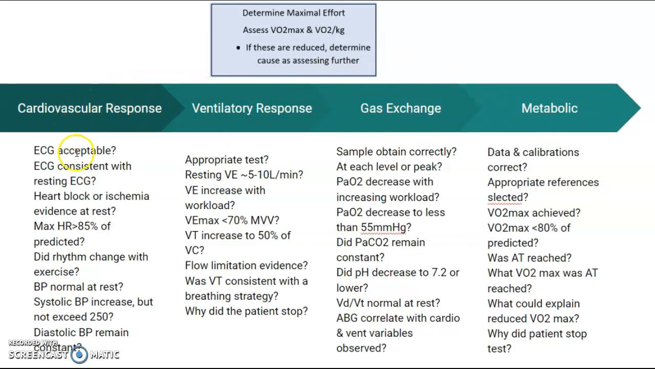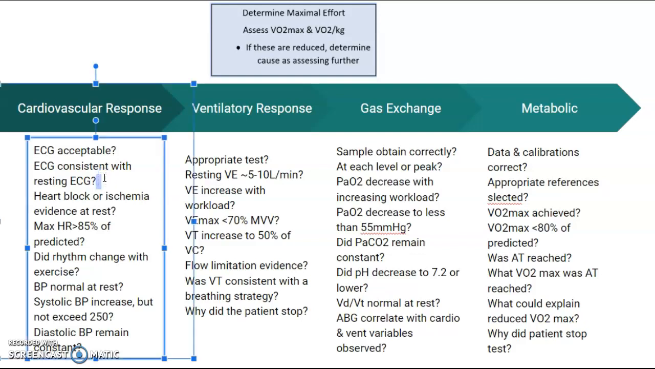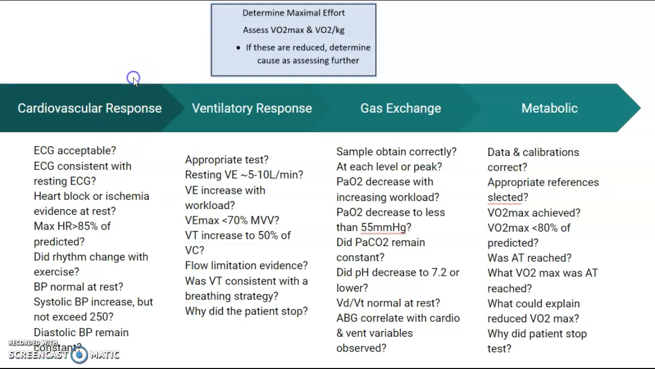So for cardiovascular response, here are some of the things we're going to consider. Is the ECG acceptable? Well, whoever's running the test, if the test was continued, then it better be acceptable. Was the ECG consistent with the resting ECG? If not, then that tells you something. That tells you that with work, it caused a cardiac change or a cardiac problem. Next, is there evidence of heart block or ischemia at rest? Again, if there is, the test maybe shouldn't be run.